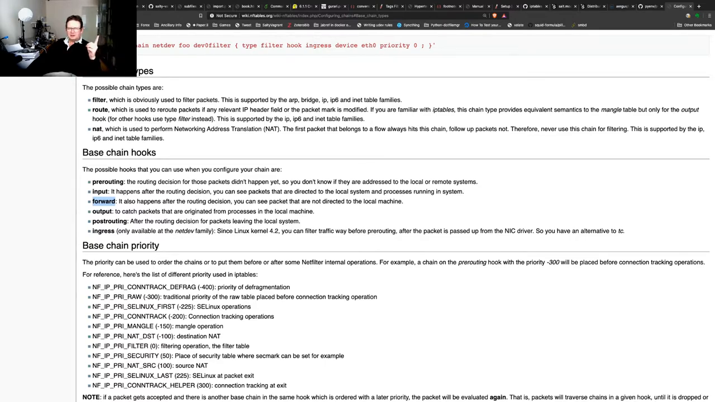And the basic difference between input and forward is that with input, we know it's destined for this machine, the machine doing the actual packet handling. If it's forward, then it's destined for another machine that we know about. In other words, that we've got a routing rule for, but it's not us. Output is a table to handle packets that are created by programs that we're running. In other words, it's not something where a packet has come in from the network interface card and is going out of our system. We're running a web server or whatever on our local machine. Packets from that application will go to the output hook first.